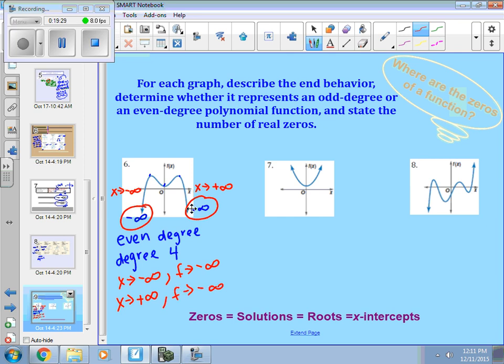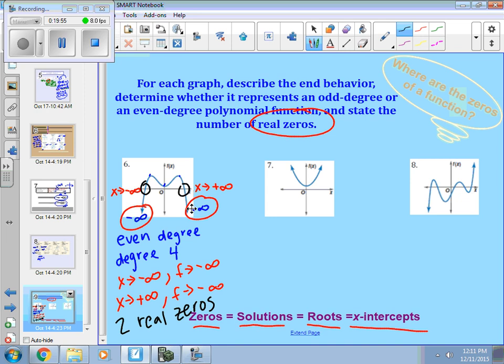All right, they want us to do one more thing here, identify the number of real zeros. Zeros, remember, are also referred to as solutions sometimes, or roots, but really what they are is the x-intercepts. So how many times do we see this graph crossing the x-axis here? Looks like this one has 2 real zeros.